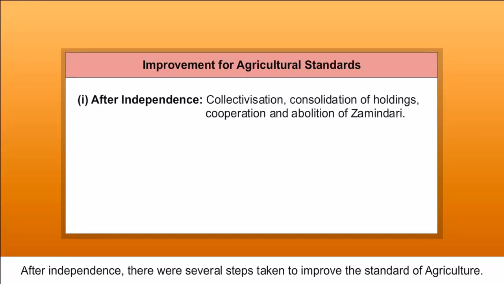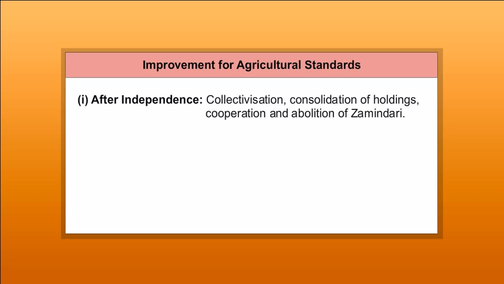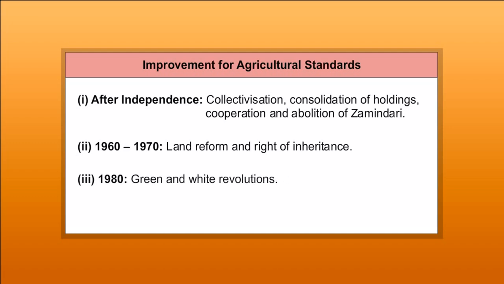After independence, there were several steps taken to improve the standard of agriculture. Collectivization, consolidation of holdings, cooperation and abolition of zamindari were included in these steps. Land reform and the right of inheritance were also some great steps taken by government in between 1960 to 1970. Later, Green Revolution and White Revolution took place, which enhanced the quality and standard of Indian agriculture.